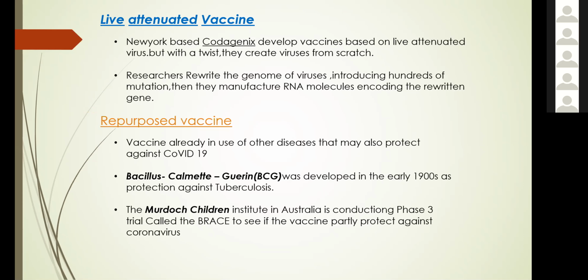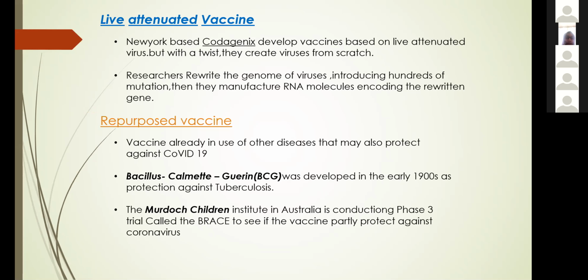About live attenuated vaccine. New York-based Codagenix developed vaccines based on live attenuated virus, but with a twist, they create viruses from scratch. Researchers rewrite the genome of viruses, introducing hundreds of mutations. Then they manufacture RNA molecules encoding the rewritten gene.